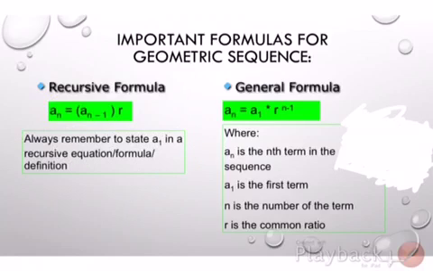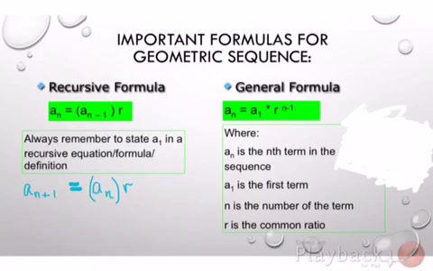Another way that you might see this recursive definition is you could see it as an plus 1 is equal to an, so the previous term, times r. Okay, so an plus 1 is the term that you're trying to find, as opposed to an, it's an plus 1, so the previous term of an plus 1 is just going to be an.